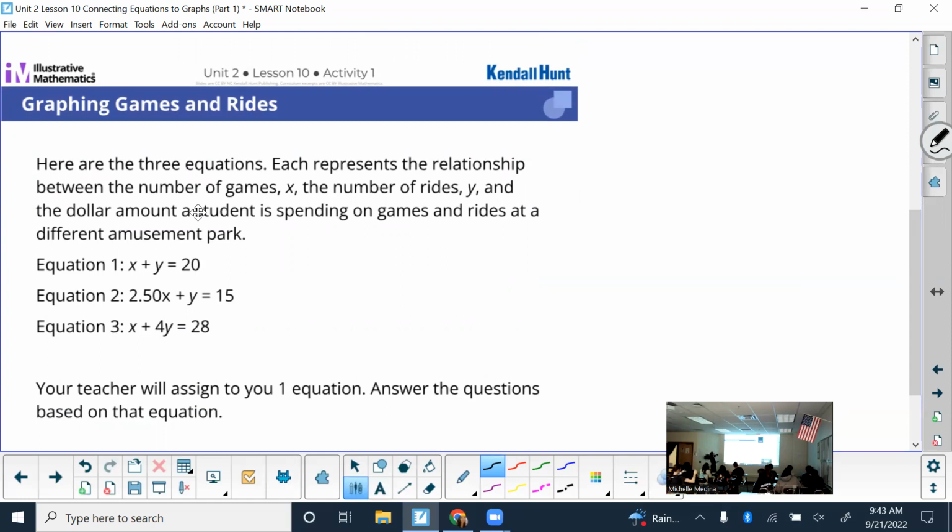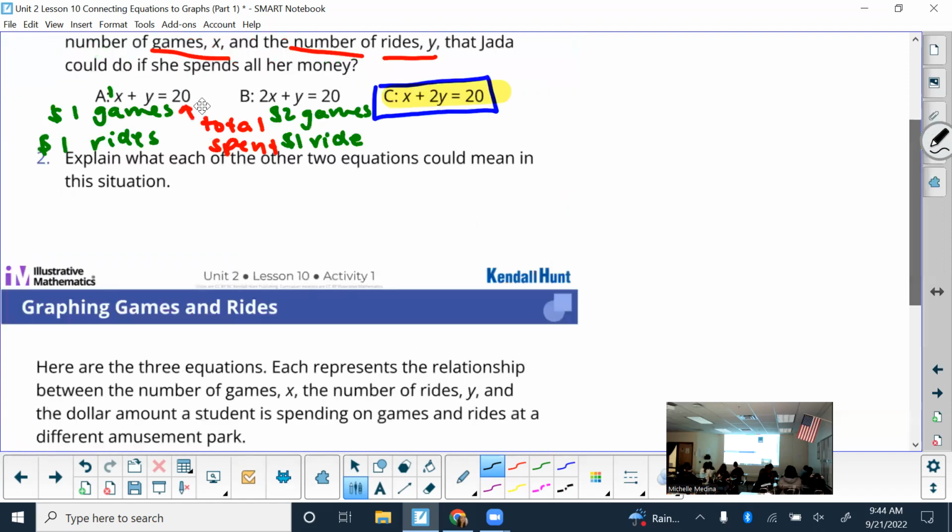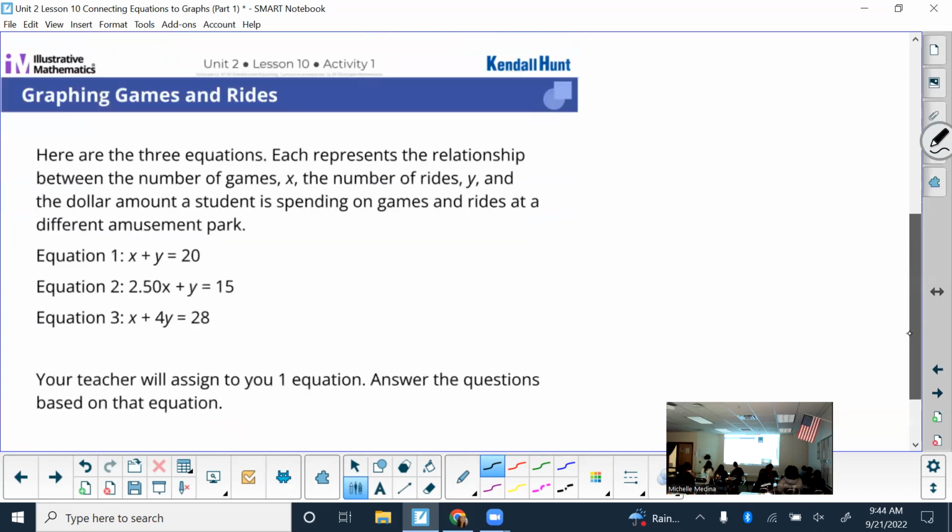But here are 3 equations. Each represents the relationship between the number of games X, the number of rides Y, and the dollar amount a student is spending on games and rides at a different amusement park. If you are on this side of the room, along the wall, you'll be equation 1. If you're in the middle, you'll be equation 2. And if you're on this side, you'll be equation 3. All right, so that will be your assigned equation. Just like how you dissected the coefficients from the warm-up, that is how you should dissect the coefficients from here.